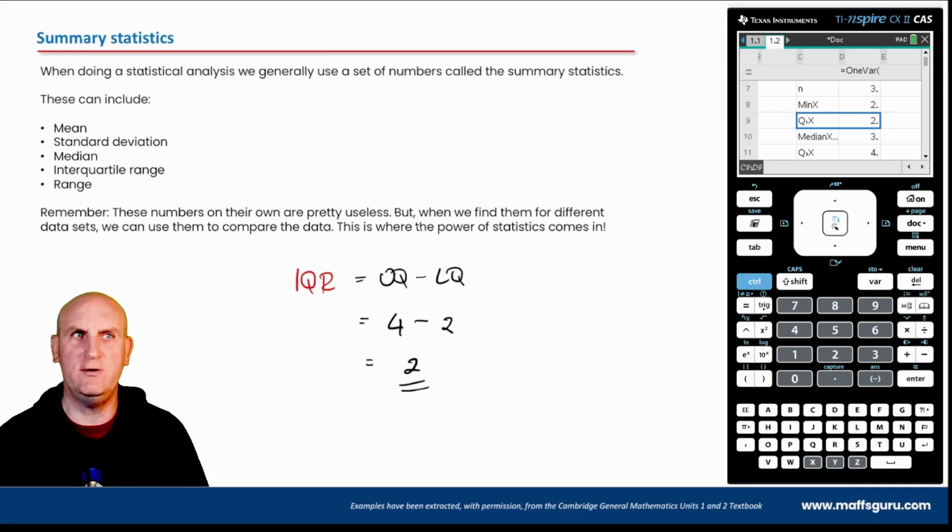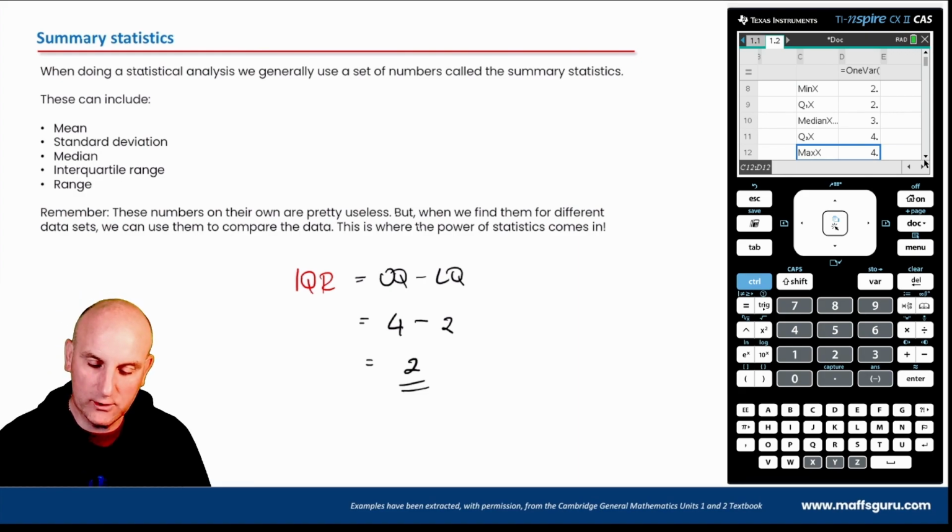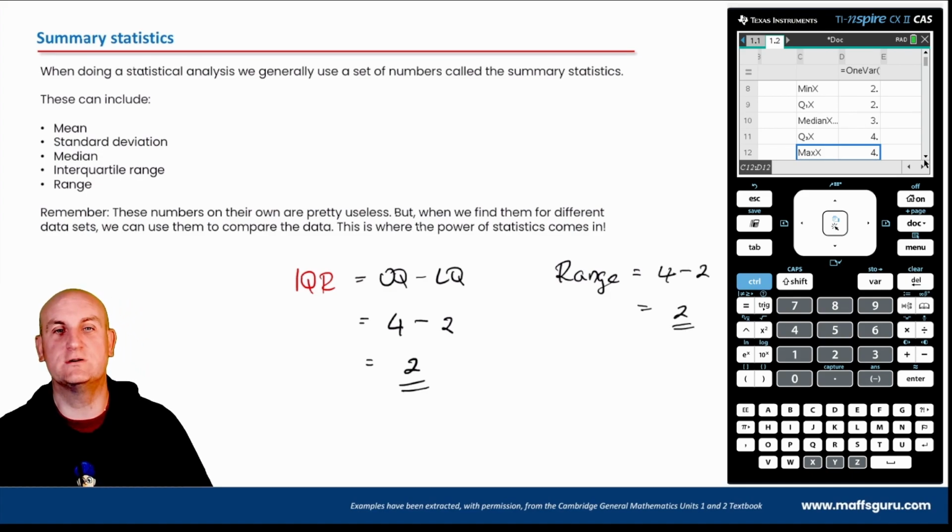Whoa! What about my range? How can I find my range? Well, I know my minimum value is 2, and I know my maximum value is 4. So I can also, in this situation, say that my range is equal to 4 minus 2, which is also 2. So my interquartile range and the range are exactly the same.